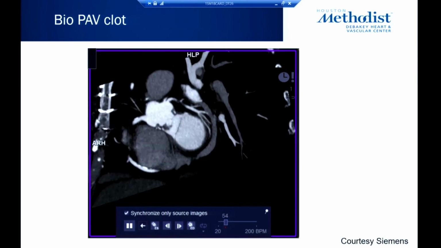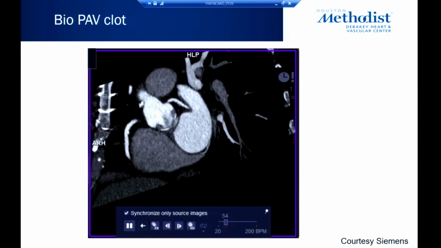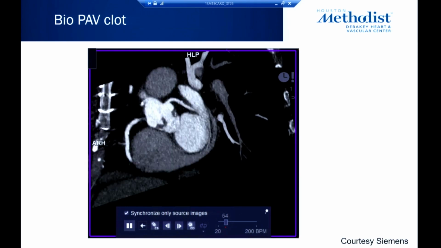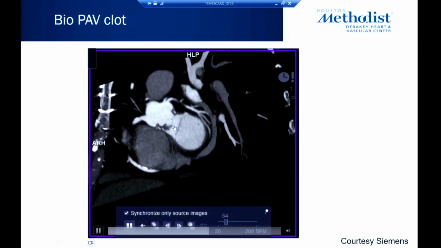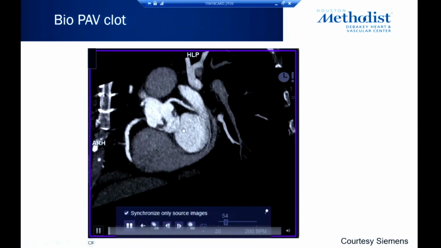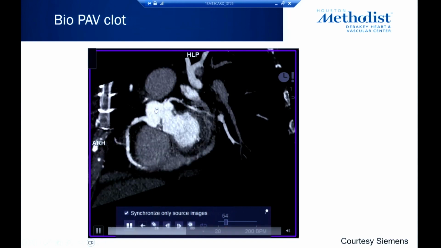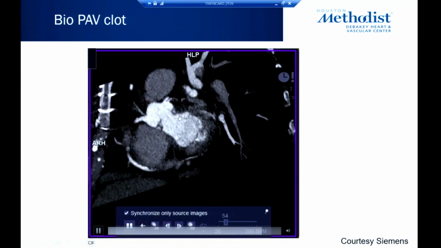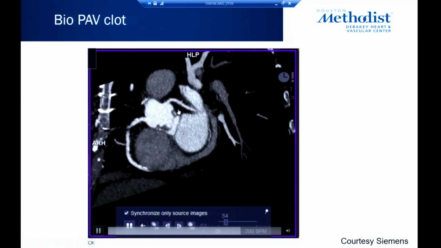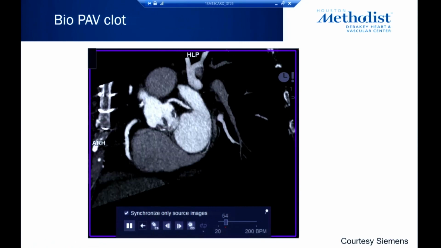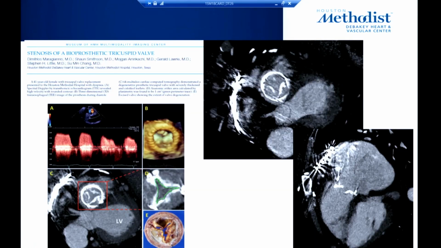We rarely see, at least in the last several years, any patient with a clot. Obviously, it could be a differential diagnosis, a vegetation. But given that all the structures are very preserved, there's no evidence of abscess and no clinical evidence of infection, this was determined to be a clot.